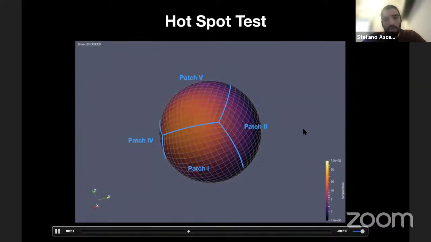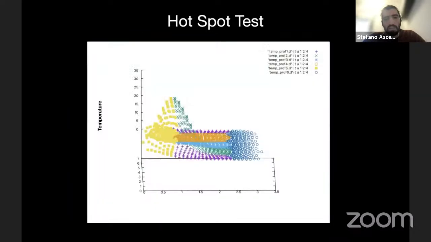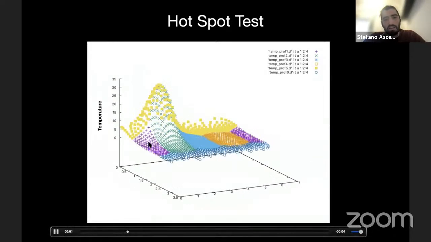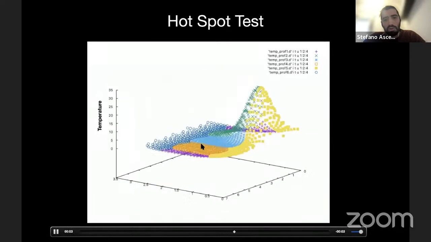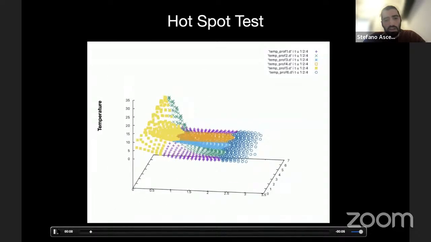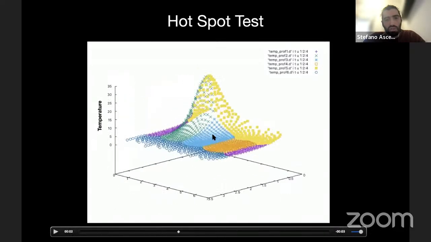And this is something promising, and we can see it better in this other plot, where I show you the temperature profile at a constant radius and at a constant time. Here, different colors represent the points of different patches. And as you can see, the solution appears very smooth at the patch interfaces. If there are any discontinuity pathologies, we are not able to spot them.